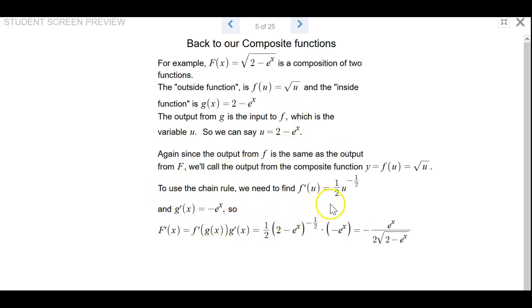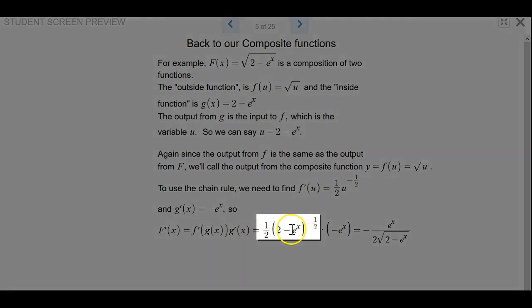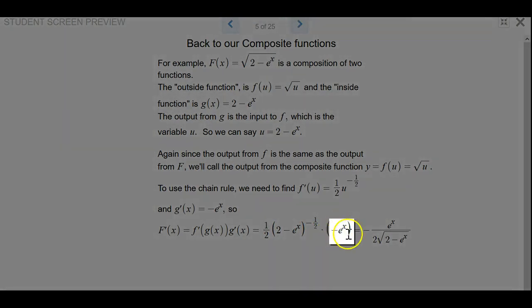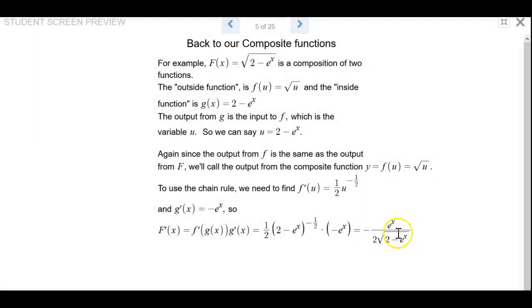So the derivative of f of u equals square root of u is 1/2 times u to the minus 1/2. So this is the derivative of my outside function, evaluated at the inside function itself, times the derivative of the inside function, which is just minus e to the x. And this is my final derivative.